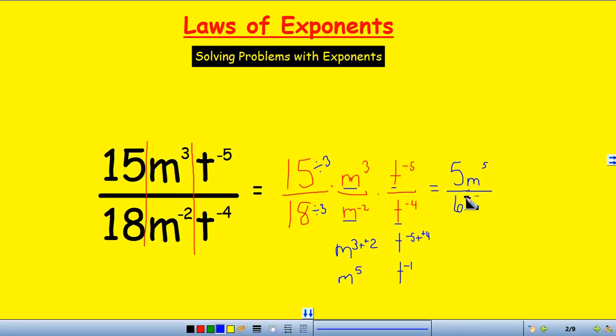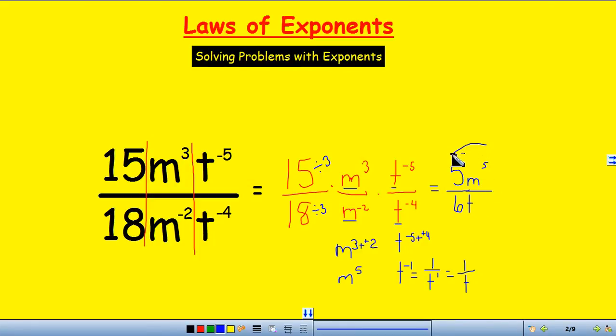Now, before we even include it up here, we know that we cannot have a negative exponent. So to get rid of that negative exponent, we have to use the reciprocal. And the reciprocal of t to the negative 1 is 1 over t to the positive 1, because once you use that reciprocal, you will change that negative exponent into a positive. So that's the same thing as saying 1 over t. So since t is in the denominator, we're going to put t in the denominator here.